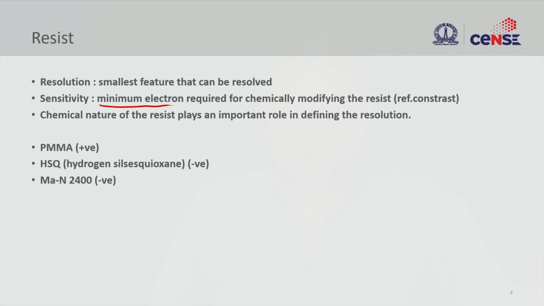The chemical nature of the resist also plays an important role. That is because it is not just exposure; after exposure you are going to develop the resist and so on, and also the chain length matters. A long chain photoresist will have a lower resolution compared to a short chain resist. So these are some typical resists: PMMA, HSQ, MAN. These are standard resists used in electron beam writing, either positive or negative, and their resolutions are also different in nature, based on the chemical composition.